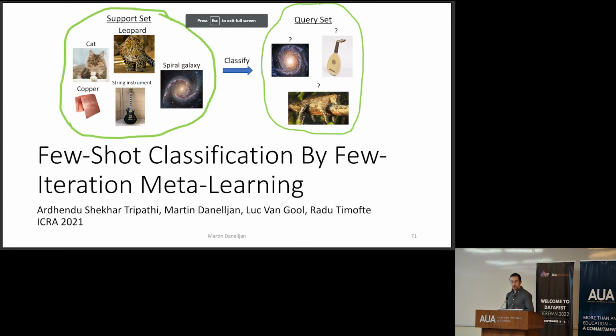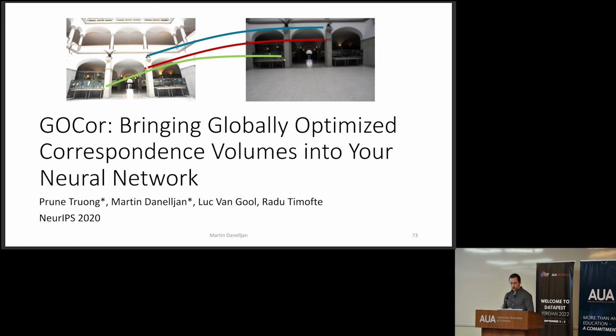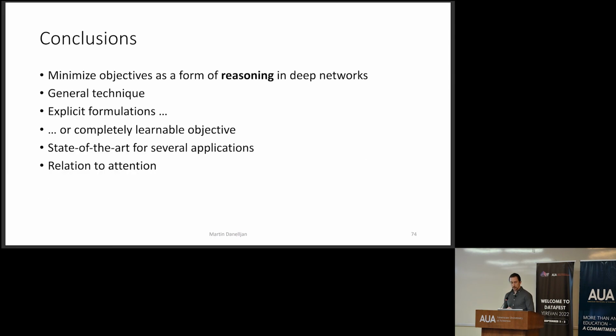Okay, so before I come to the conclusion, I will just mention that we have some other tasks where we're applying these optimization-based models really successfully. If you're interested, you could do few-shot classification. We have looked at converting bounding box annotations to segmentation in video, where you need really powerful ways to aggregate information across both time and space. And also matching and optical flow is something that we have looked at in this work.